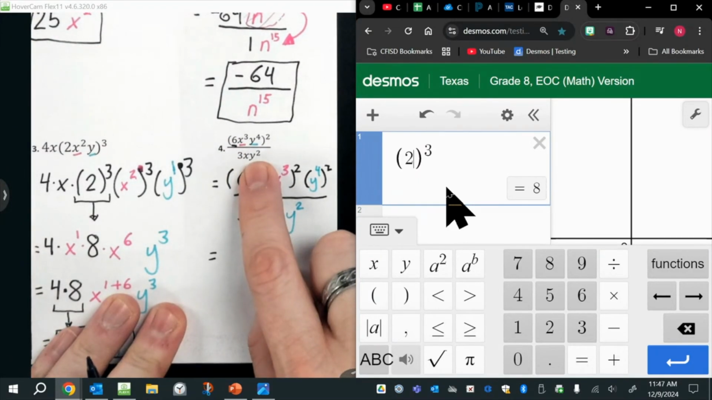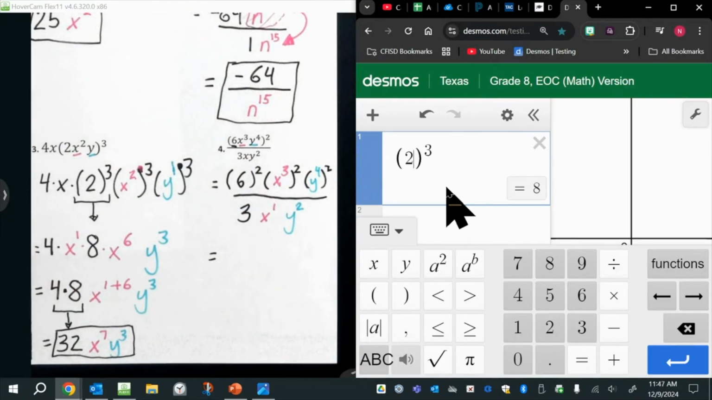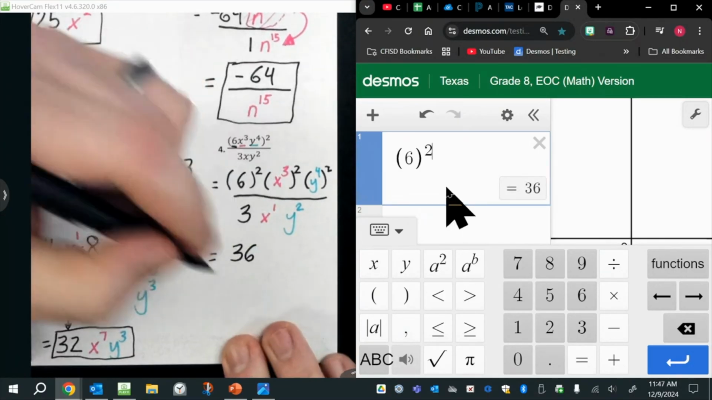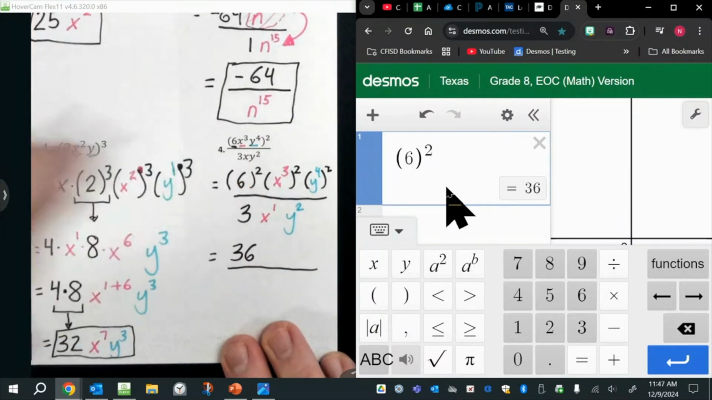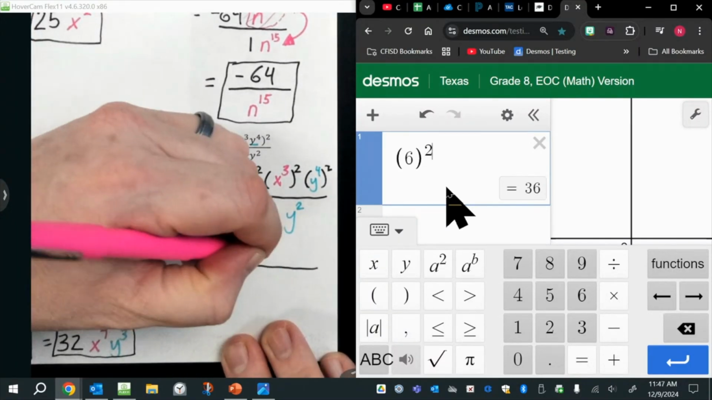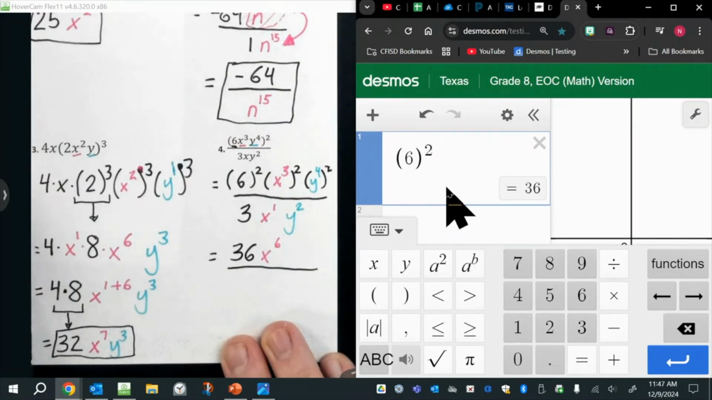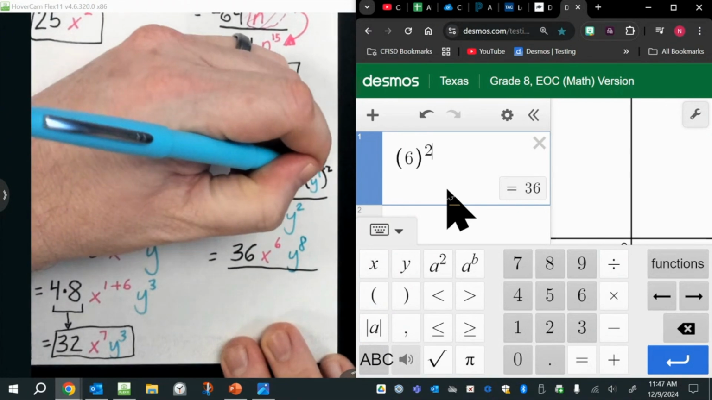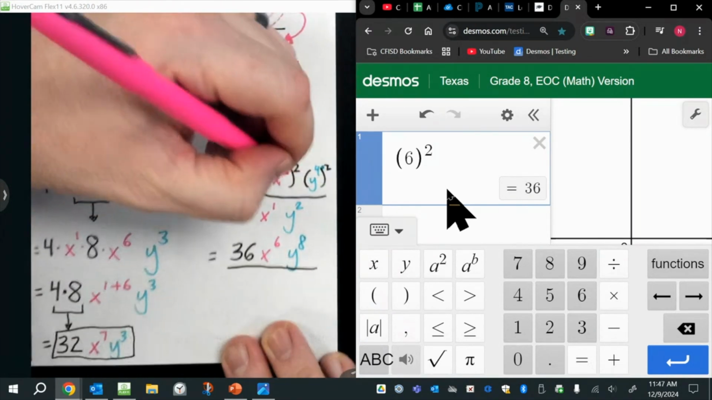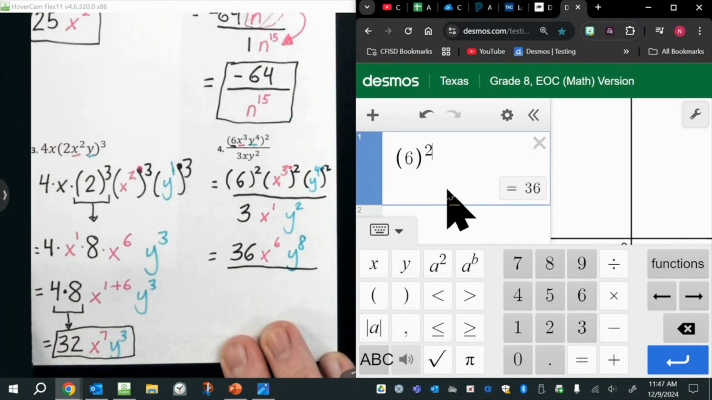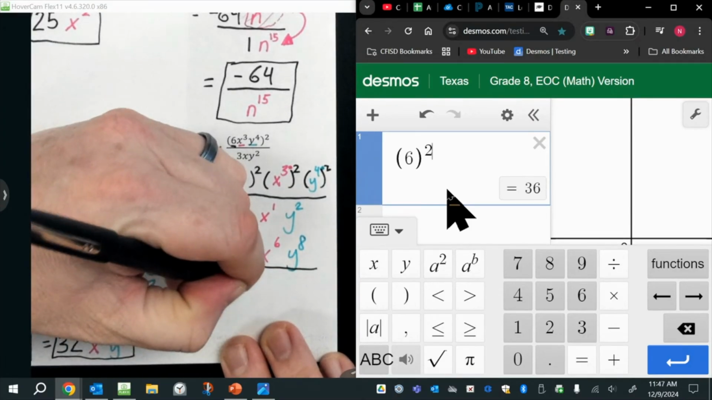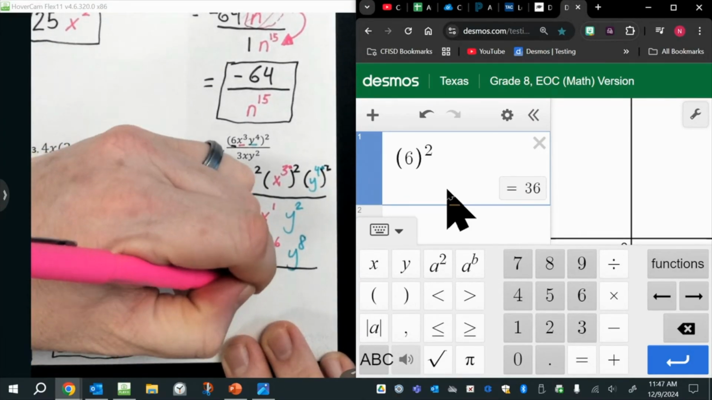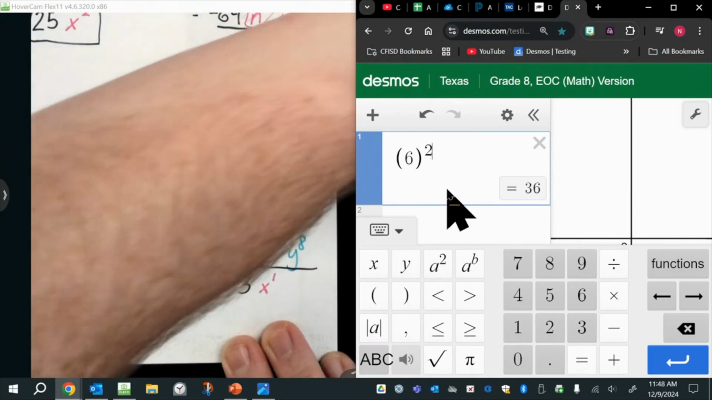So let's simplify everything we have. Well, 6 squared, right? That's just 6 times 6. So that should be what, 36, right? 36. Okay. And then we're going to have x to the 6th, y to the 8, because I'm multiplying here, I'm multiplying here. And then I still have my 3, x to the 1, and y squared.